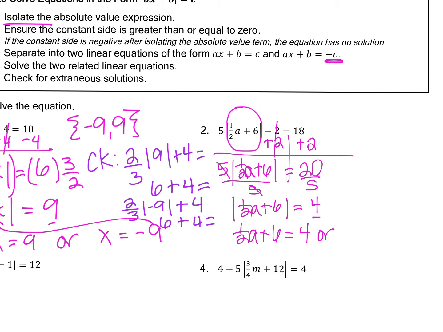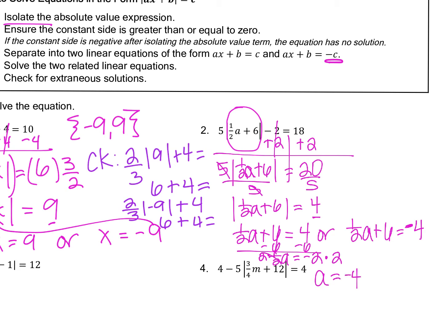But that inside piece, the inside of the absolute value, can also equal -4, because when I take the absolute value of those two numbers, I still get that positive 4. So I'm going to need to solve both of these. So subtract 6. So that's 1/2 a equals -2. And then to get rid of the fraction, I flip it and multiply. So I'm multiplying both sides by 2. So you end up getting a equals -4.